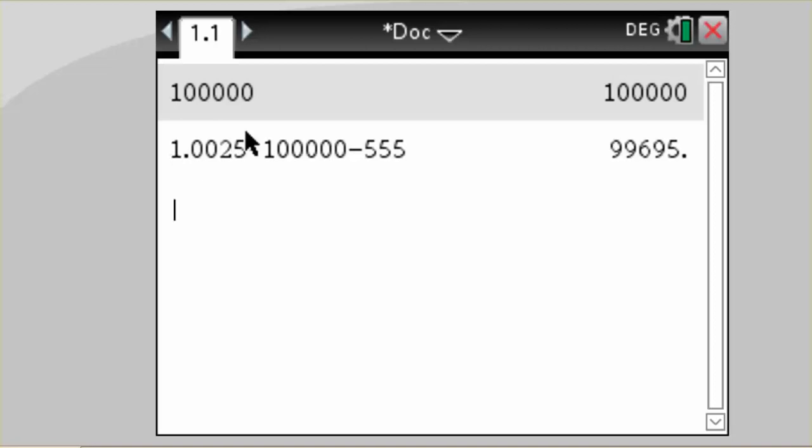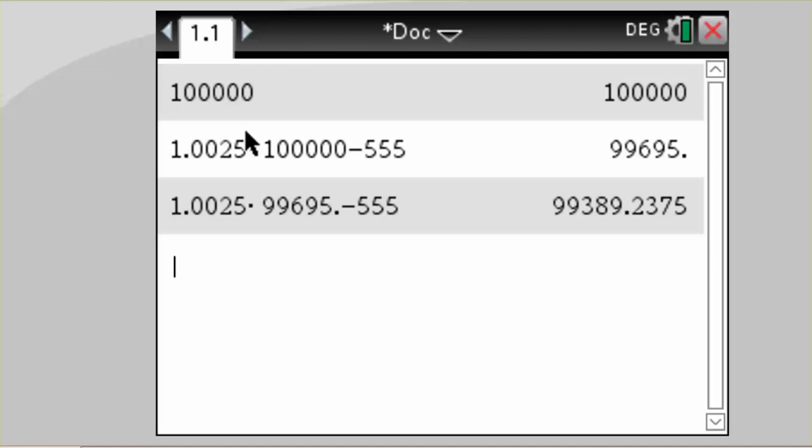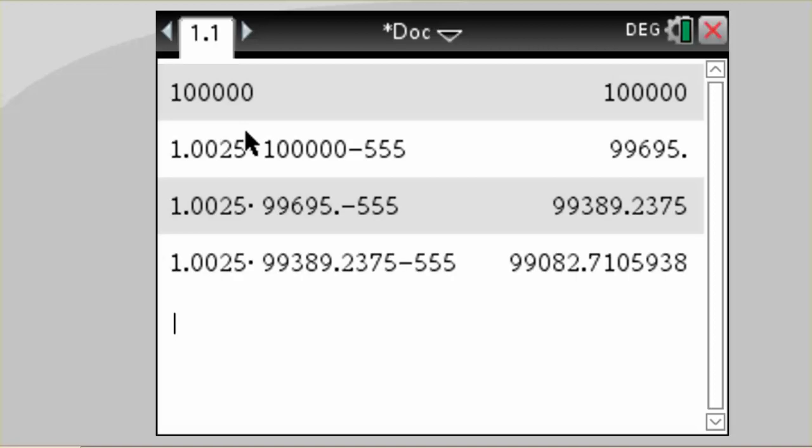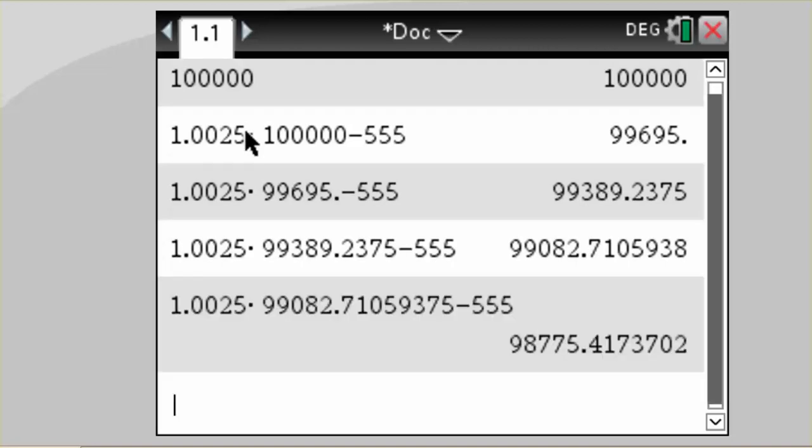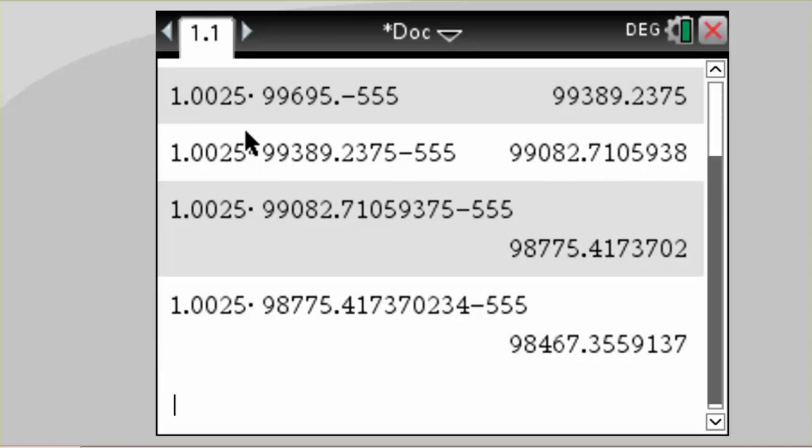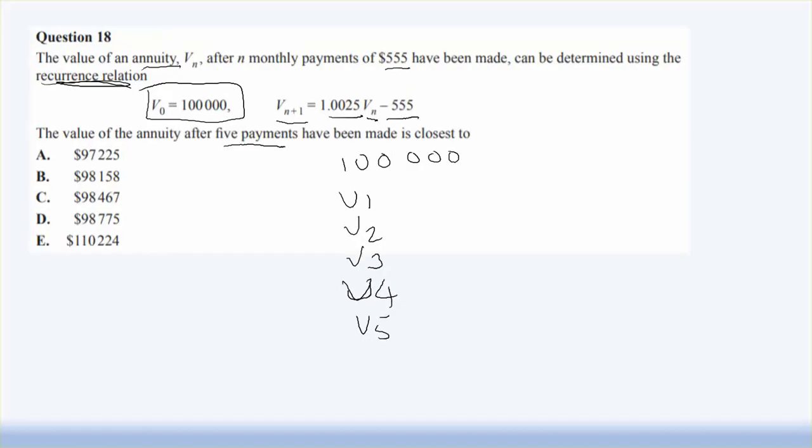And then now I can just press enter. End of year 2, end of year 3, end of year 4, end of year 5. So just press enter each time and it does the equation for me. So 98,467. So the answer is 98,467, C.